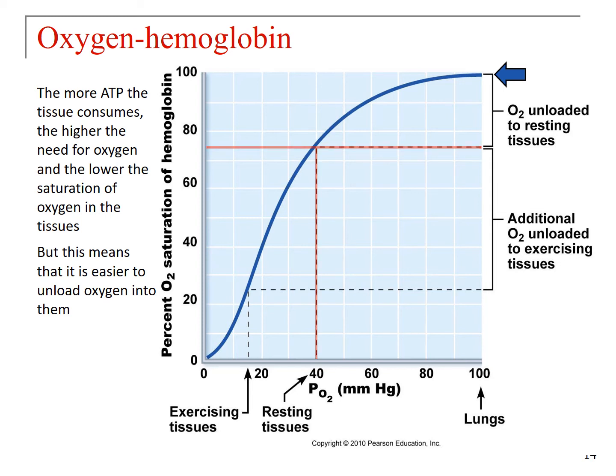Now let's take a look at exercising tissues. Exercising tissues can have a PO2 as low as 20.